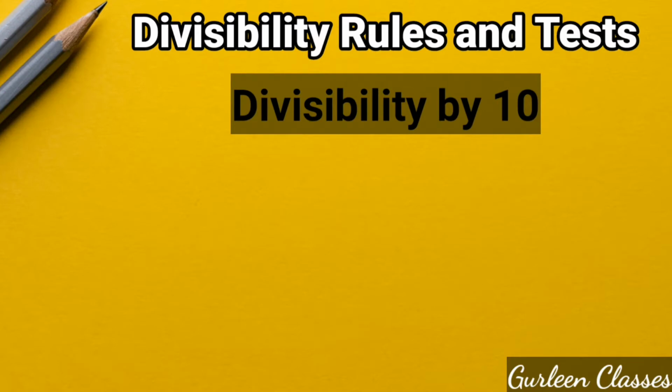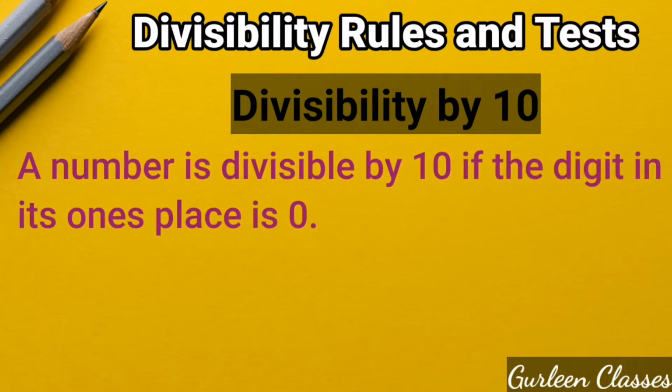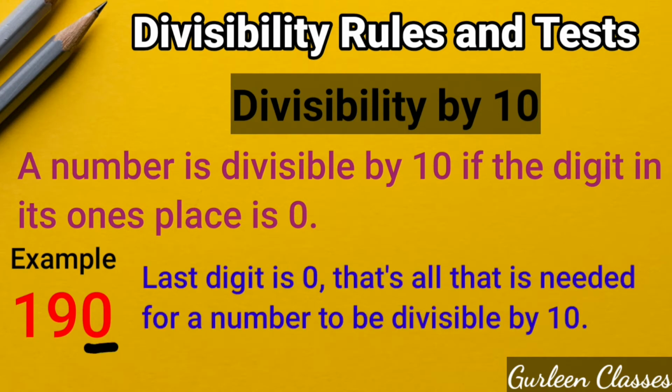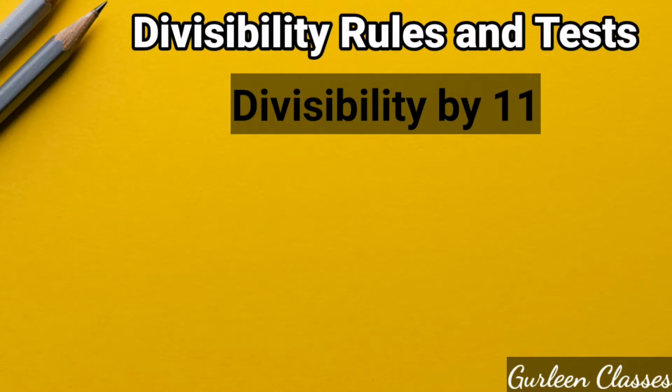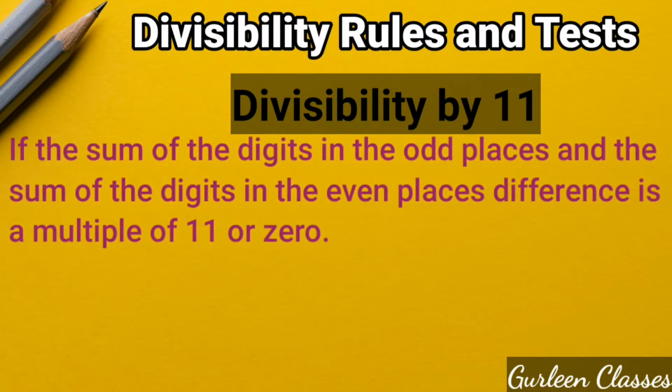Next, divisibility by 10. A number is divisible by 10 if the digit in its ones place is 0. Example: 190. The last digit is 0. That's all that is needed for a number to be divisible by 10. The last digit should be 0. Next, divisibility by 11. If the difference between the sum of the digits in the odd places and the sum of the digits in the even places is a multiple of 11 or 0, then we can say it is divisible by 11.